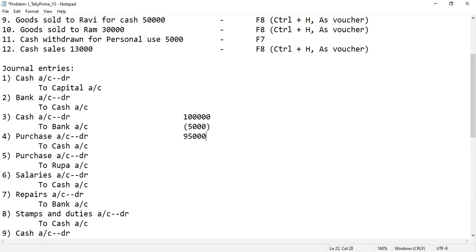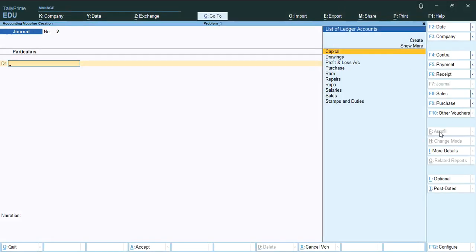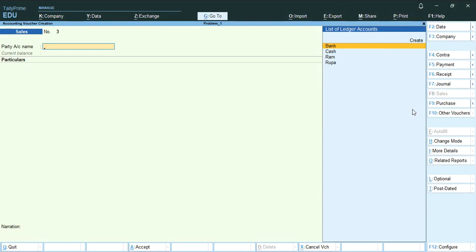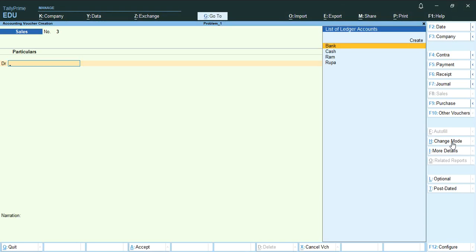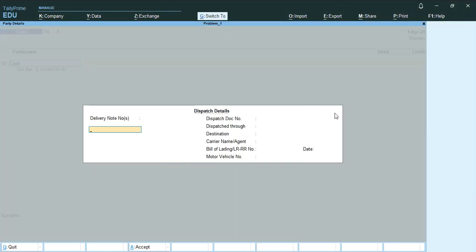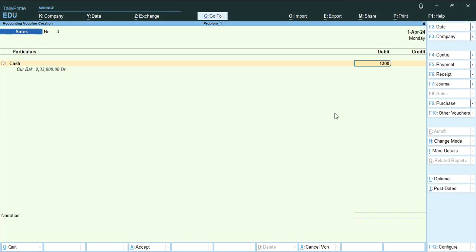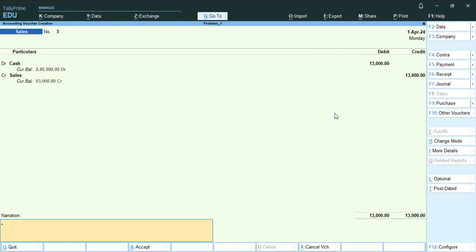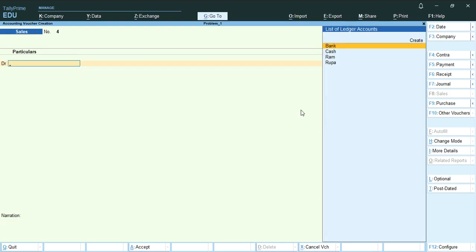Cash sales, cash account debit to sales account 13,000. Go to sales. You can already change the mode to voucher. Cash account debit 13,000. Sales. That's it. Very simple. These are the entries we have done.